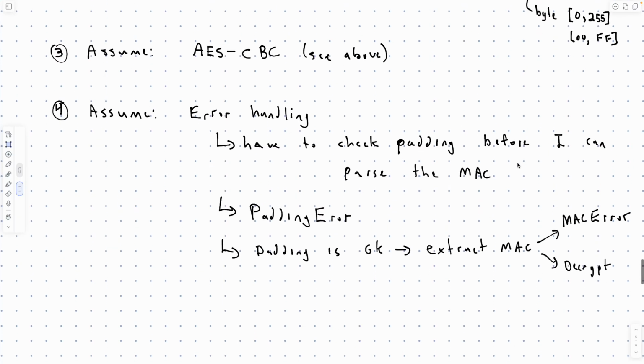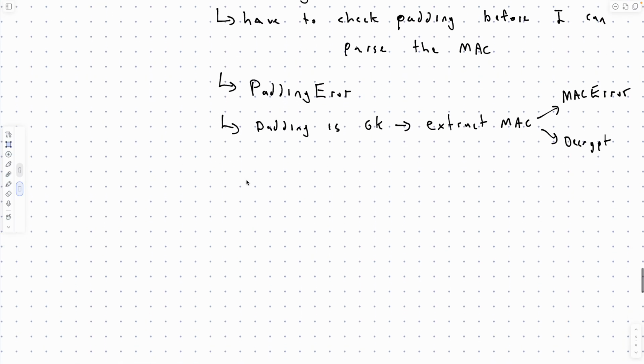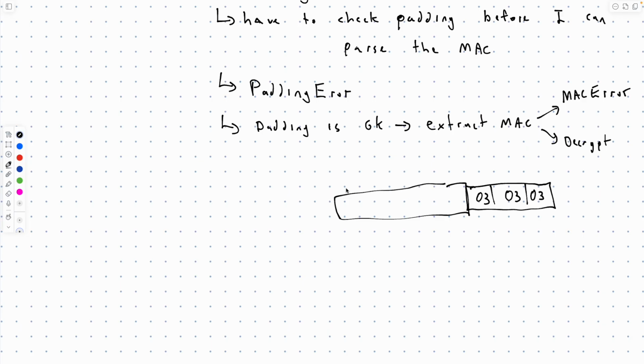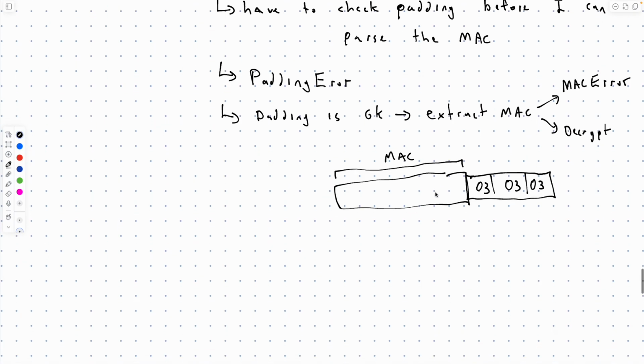Yeah. So maybe I didn't explain it well, but you'll look at the last byte. I'll give you 2 examples. Let's say I look at the last byte and it's 3, then I'm going to assume that there are going to be 3 bytes of 3, and then I'll move over 40 bits or whatever the size of my MAC is, and I'll decide that all the bytes here are part of the MAC. They're not part of the padding. Does that make sense? Yeah.